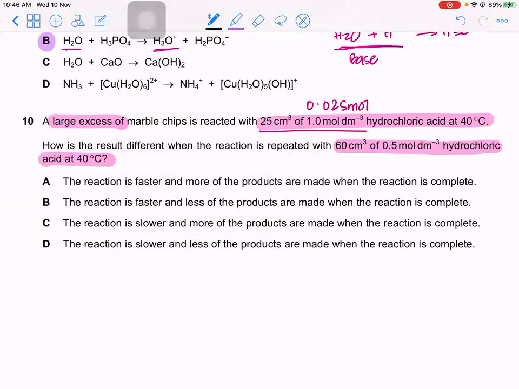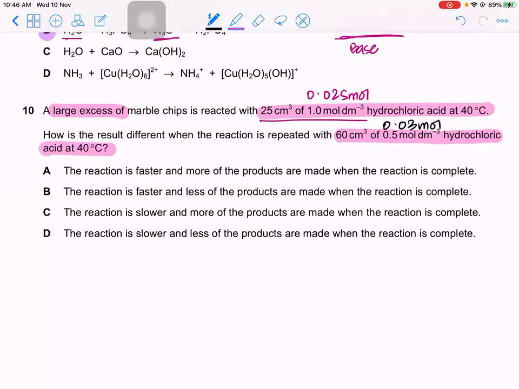How many moles do we have here? 60 upon 1000 times 0.5. So you have 0.03 moles here. So you're just using more moles of HCl. So what will be different? How will it be different? When you use more moles of HCl, how is the reaction going to be different? Will the reaction be faster, slower? Let's see. So you have used more moles of HCl. The reaction is still at 40 degrees.